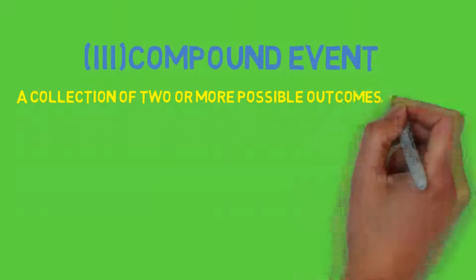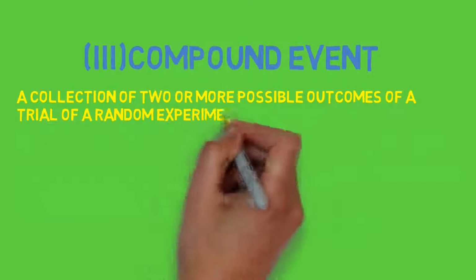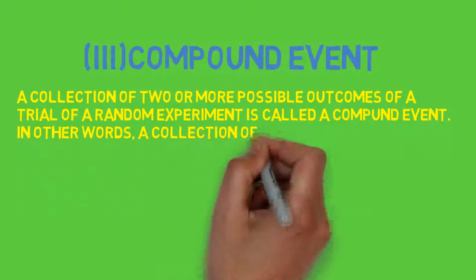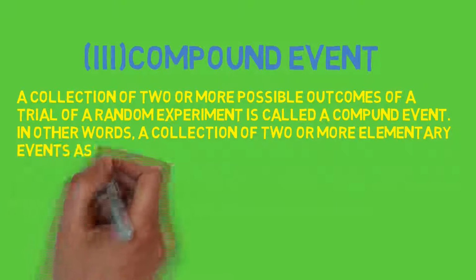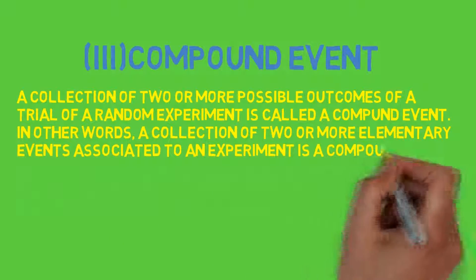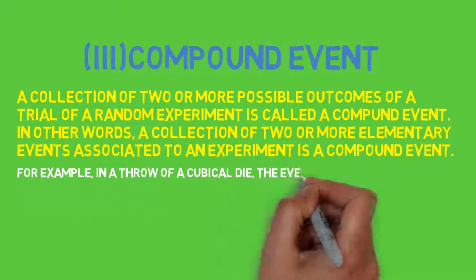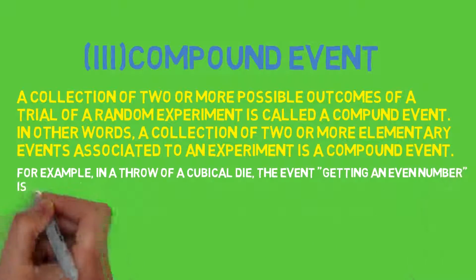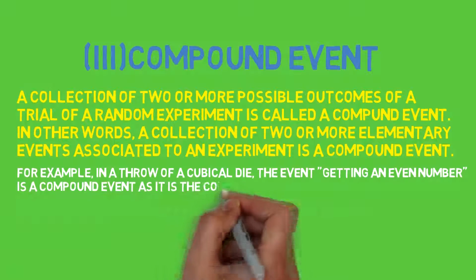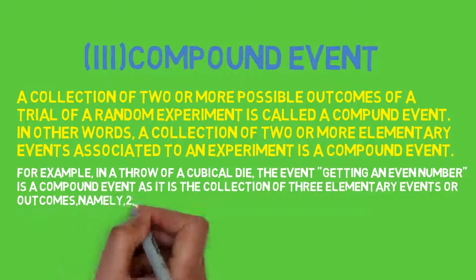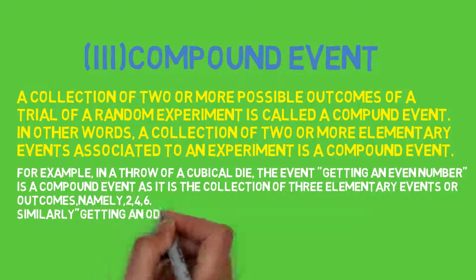Compound event. A collection of two or more possible outcomes of a trial of a random experiment is called a compound event. In other words, a collection of two or more elementary events associated to an experiment is a compound event. For example, in a throw of a cubical die, the event getting an even number is a compound event as it is the collection of three elementary events or outcomes, namely 2, 4, 6. Similarly, getting an odd number is also a compound event.